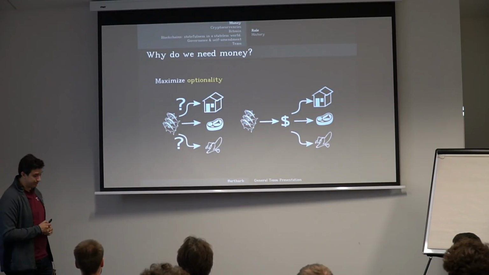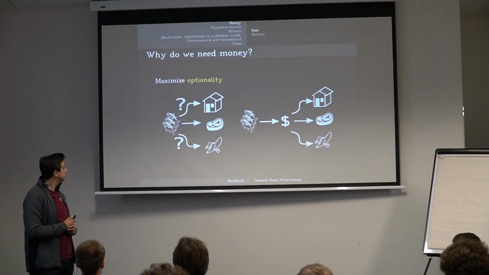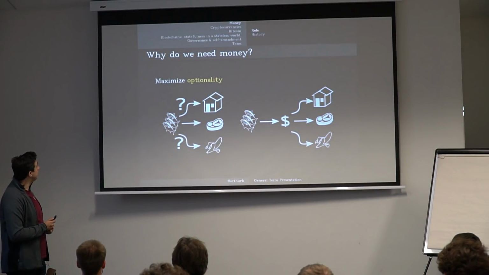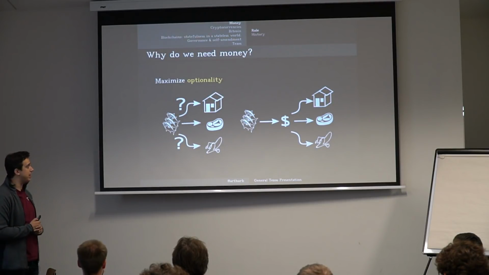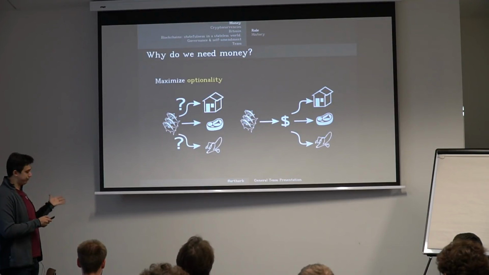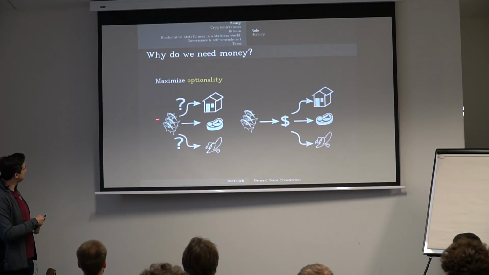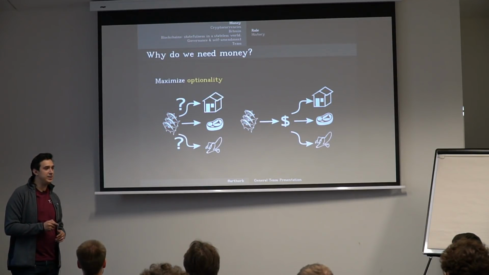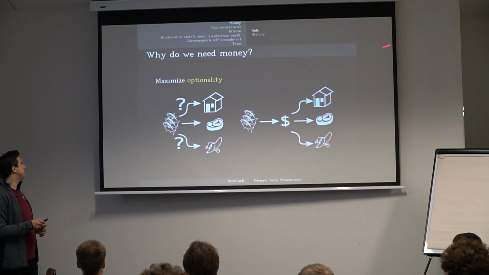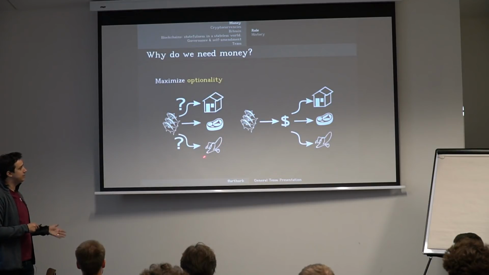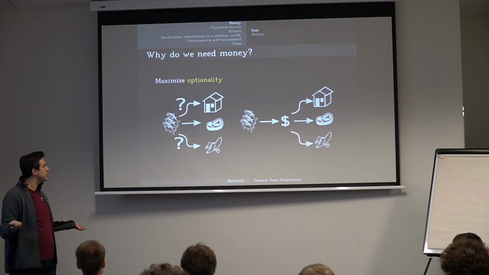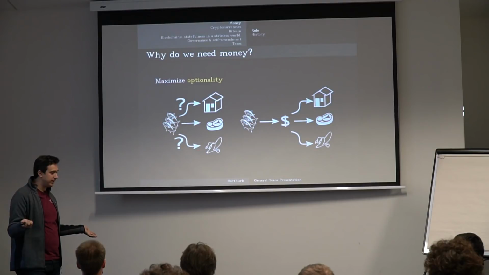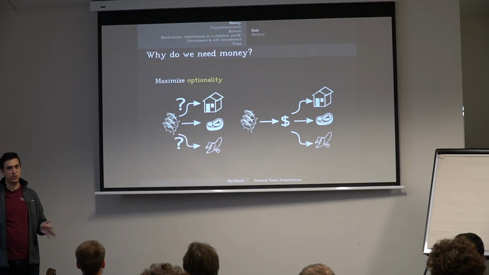Why do we need money? And that's a good question. Well, typically it's because we want to maximize optionality. So let's say I have a bunch of fish. I have a bunch of fish, and I don't know what I want. I have fish today. In the future, maybe I will want to buy a house for my fish, or a steak, or a banana. So I don't know what I want, and I don't know what I will want in the future, but if I just keep my fish it's just going to rot and it will not be good.